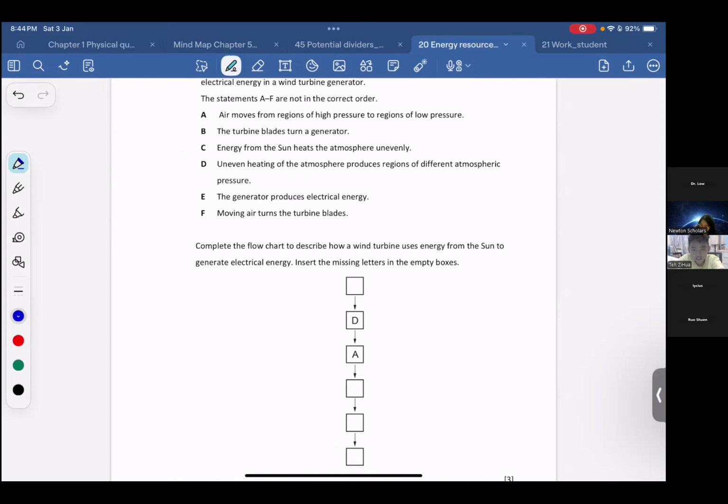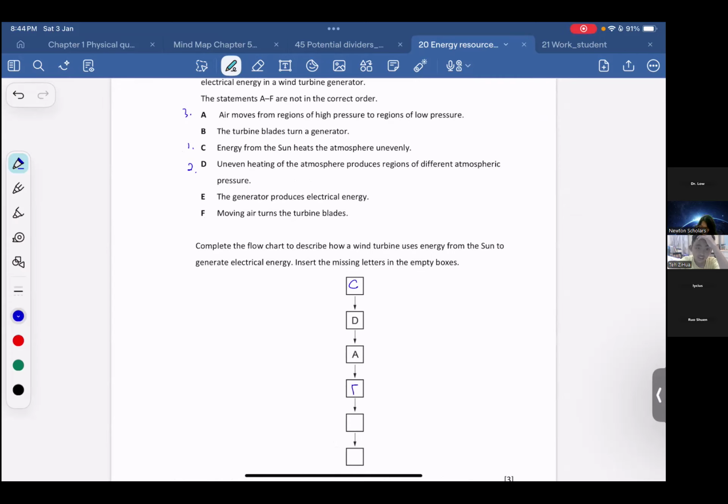Okay, yes. So starting from C, energy from the sun hits the atmosphere unevenly. So this is number one. Number two is D, uneven heating of the atmosphere produces regions of different atmospheric pressure. Number three is A, the air moves from regions of high pressure to regions of low pressure.